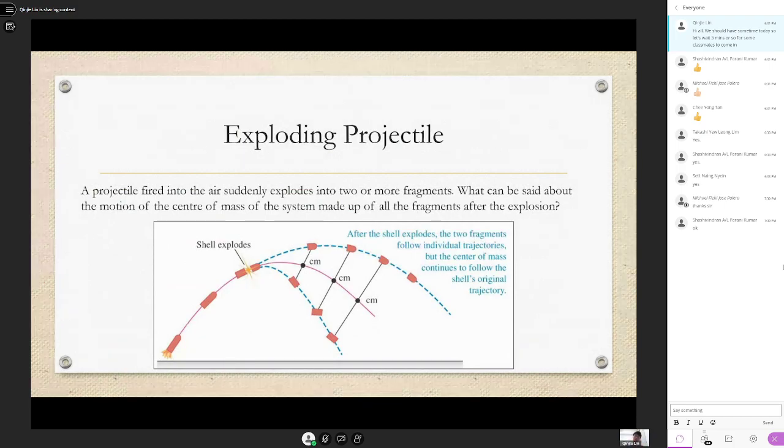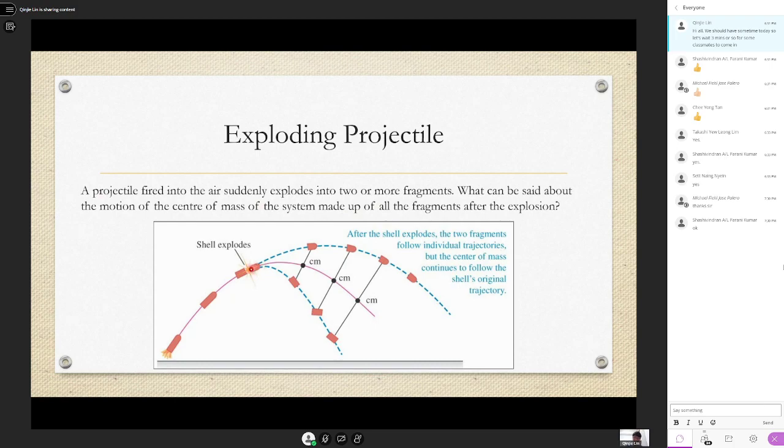So one of the simplest illustrations of that is this exploding projectile. A projectile fired into the air suddenly explodes into two or more fragments. What can be said about the motion of the center of mass of the system made out of all the fragments after the explosion? Imagine you fire a shell from a tank, and the shell explodes. But for this simple case, we just assume it explodes into two pieces. After the shell explodes, the two fragments follow their own individual trajectories, but the center of mass continues to follow the shell's original trajectory.